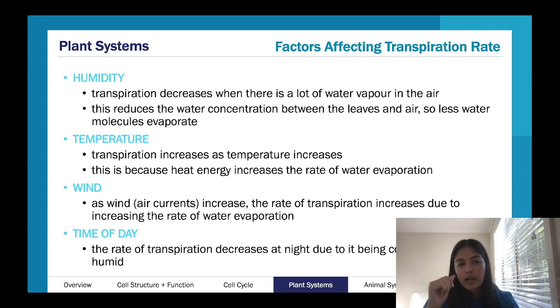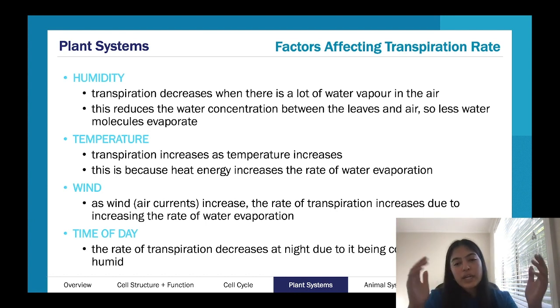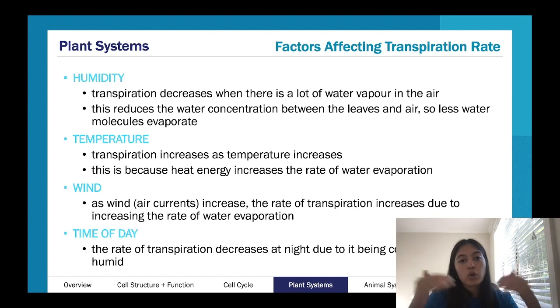And time of day, again, you can think about it tying into the first two. At night, it's going to be cooler, so temperature lower means transpiration rate lower. And also it's more humid at night than it is in the day, so we've got transpiration decreasing. And then when the sun comes out and it's a bit warmer, a bit less humid, you have that evaporation. So hopefully that makes sense.